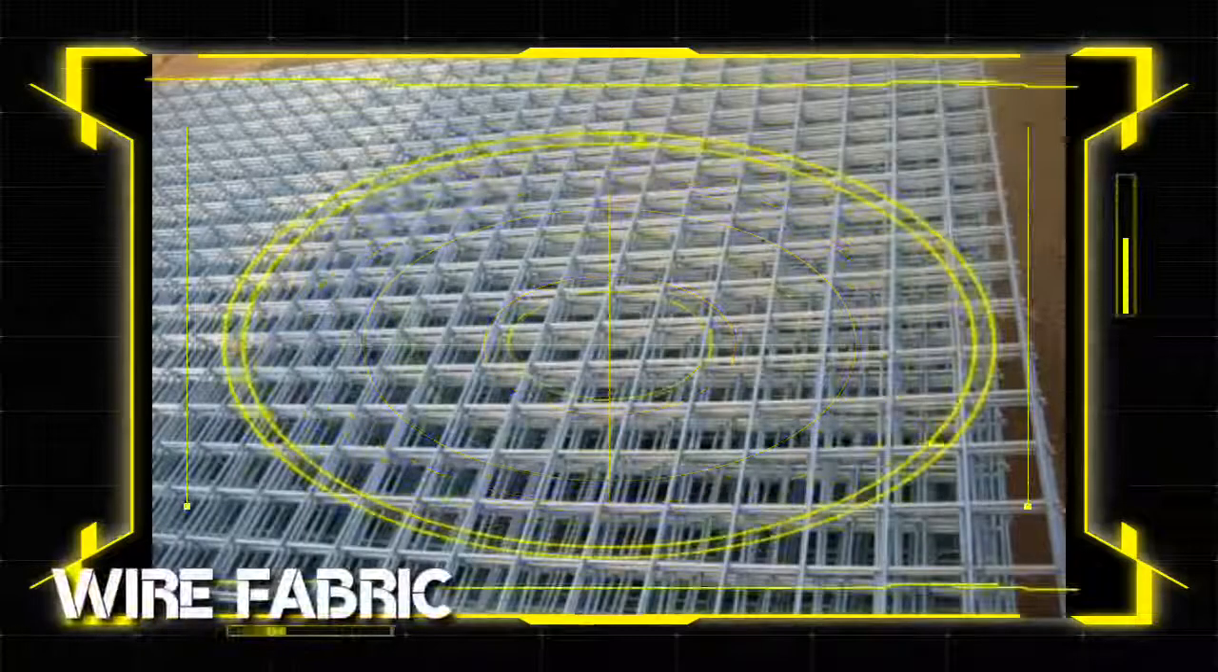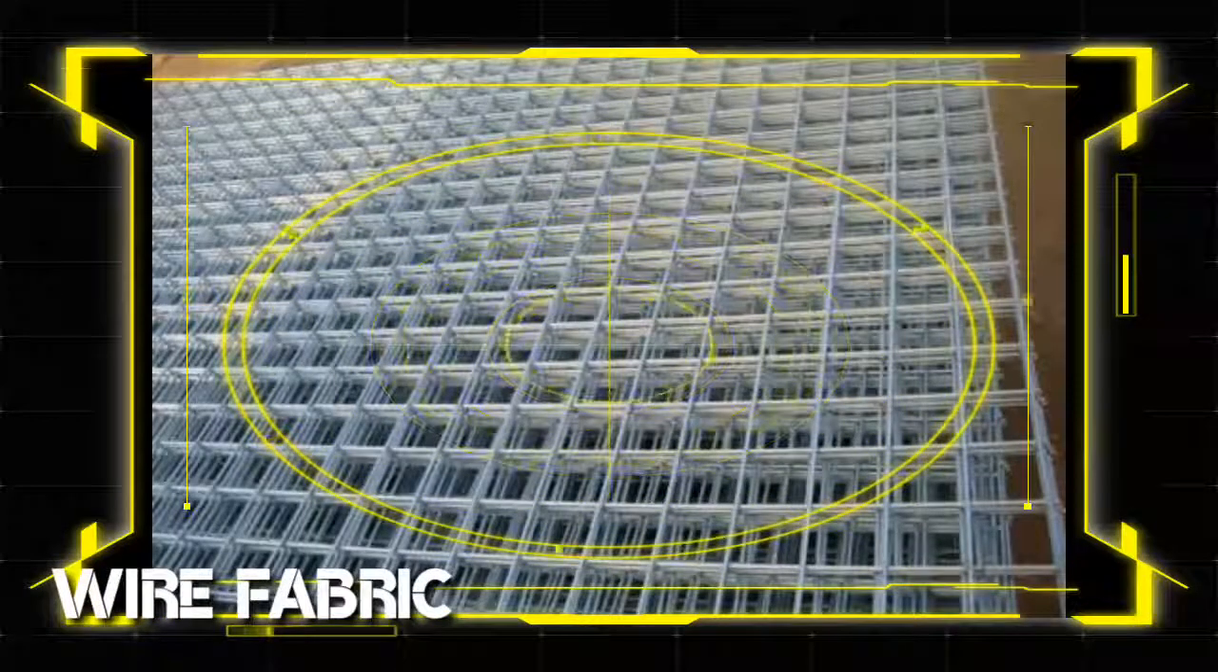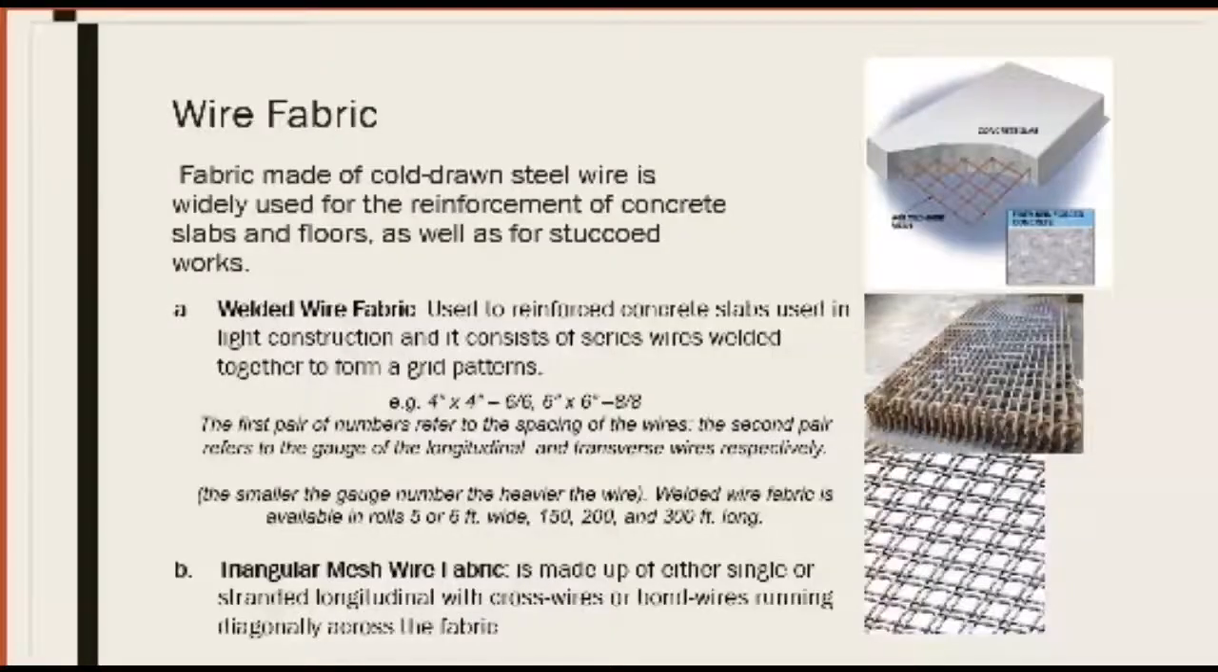Another method for concrete reinforcement is what we call wire fabric. Wire fabric is made up of cold-drawn steel that is widely used for the reinforcement of concrete slabs, as well as for stucco works. So it is generally used in our floors, from the ground floor to the rooftop.